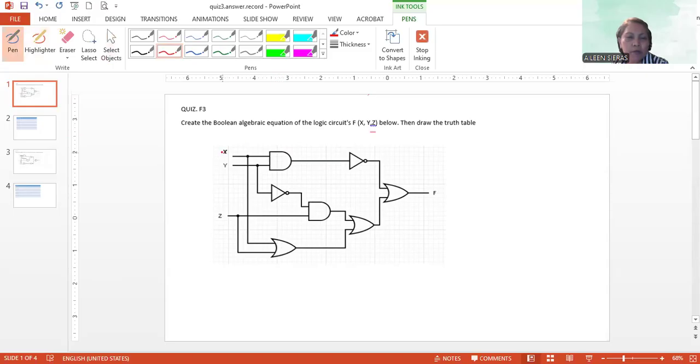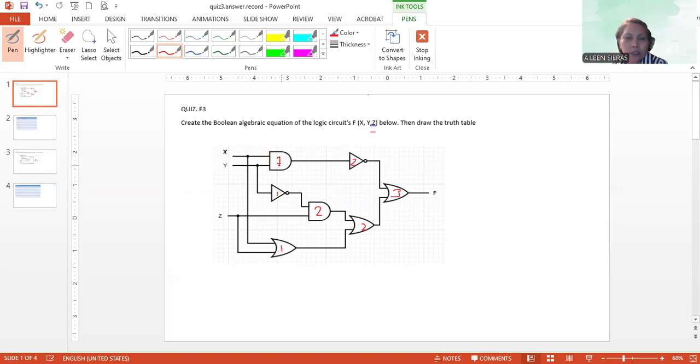So given here, we have the inputs X, Y, and Z. And we have two AND gates here. This is our first AND gate, second AND gate. Then next, we also have NOT gates, 1 and 2. And we have three OR gates. This is our 1, 2, and 3. Okay, so this is the first layer here: the AND gates, the NOT gates, and also the OR gates.